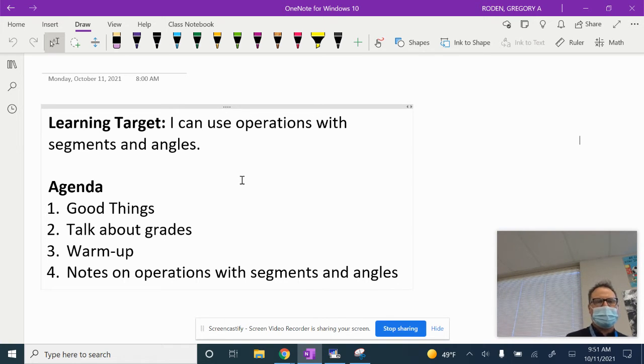All right. So I can use operations with segments and angles. Okay. So that's what we're doing today. Any questions there?